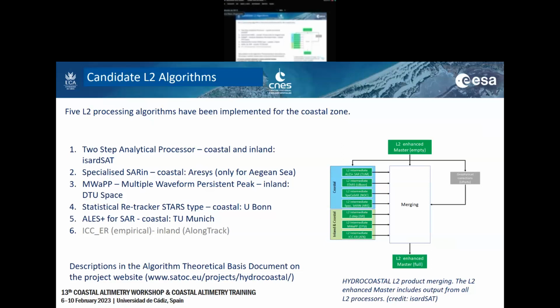Some of them were specifically developed for inland waters, some for coastal zone. But the ones for inland waters we also applied over the coastal zone, just to try and achieve that continuity that I was talking about. I'll give you a little bit of detail about what each of them involved in the next few pages. But in the data set, basically, we've taken the output from all of those and put them together in a merged level 2 data set.